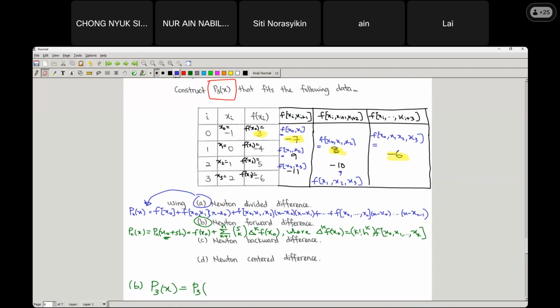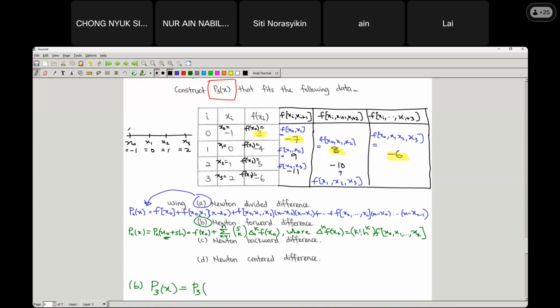You can draw a number line to represent the knots. So here I have -1. This is my x0, which is equal to -1. And then I have my x1, which is equal to 0. Next, I have my x2, which is equal to 1. And I have my x3, which is equal to 2.